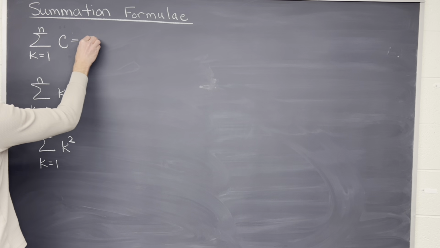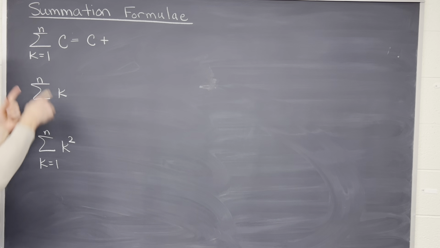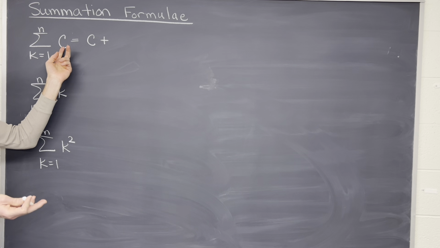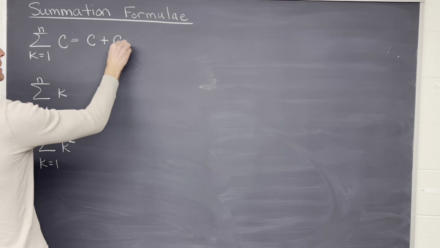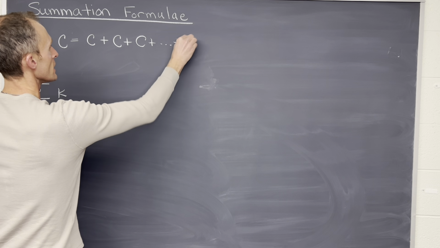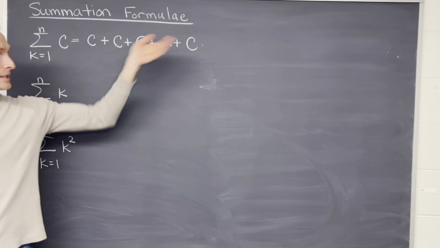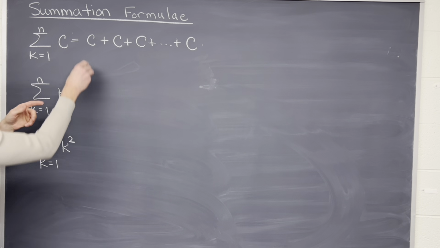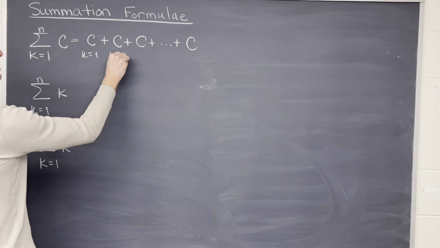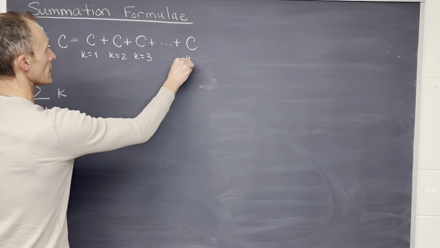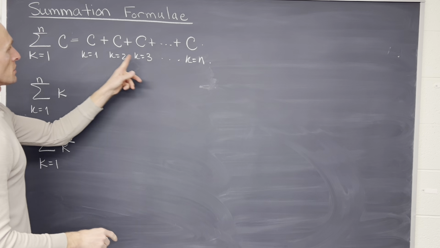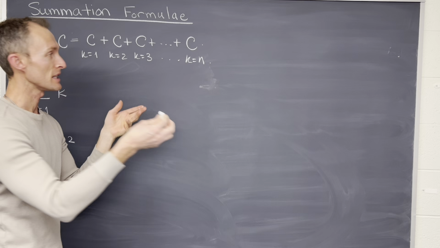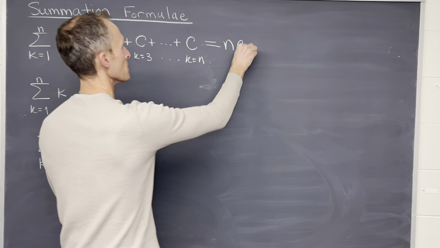So the first term is C. Now k moves to 2. I plug in k is 2. There's nothing to plug in, but what's my answer? C again, and so on, until I have this list of C plus C plus C plus C all the way to the end. Now, how many of them do I have? This was k equals 1, k equals 2, k equals 3, up to k equals n. So I've got 1, 2, 3, 4, up to n of them. What are n copies of C added together? This is just n times C.